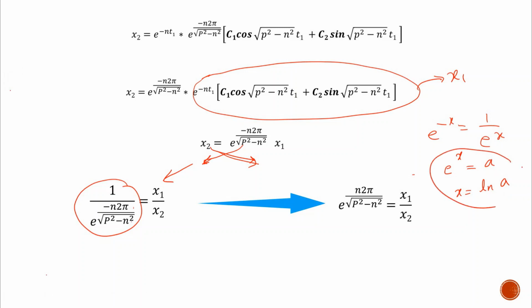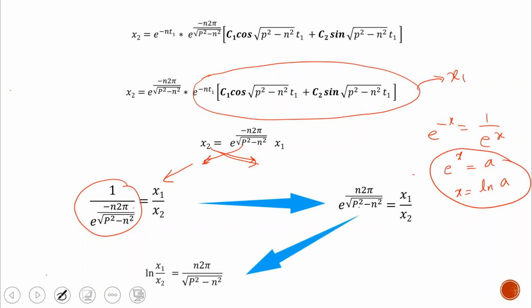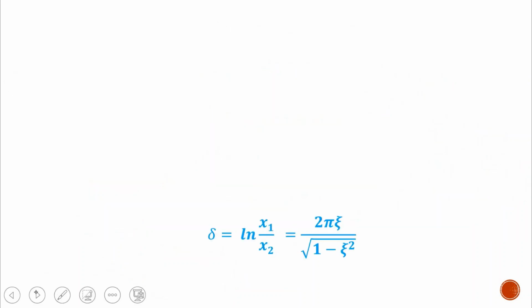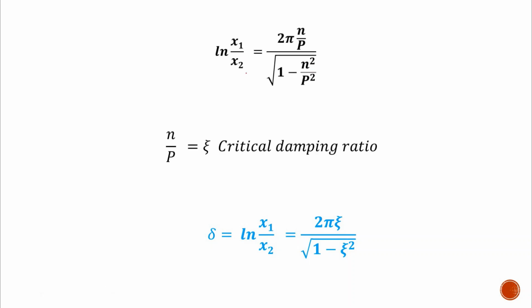So in this manner, we can rearrange this equation as n into 2π by root p square minus n square is equal to the natural logarithm of x1 by x2. Look at this equation. ln x1 by x2 is known as the logarithmic decrement. So we got the equation for logarithmic decrement: ln x1 by x2 is equal to 2π n by root of p square minus n square.